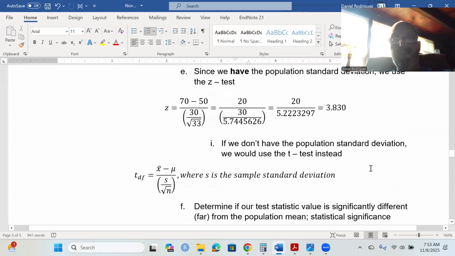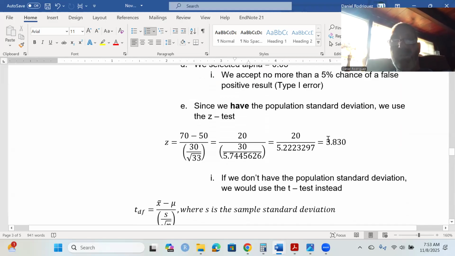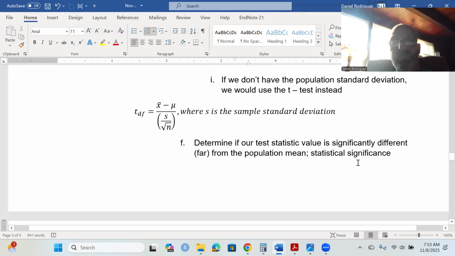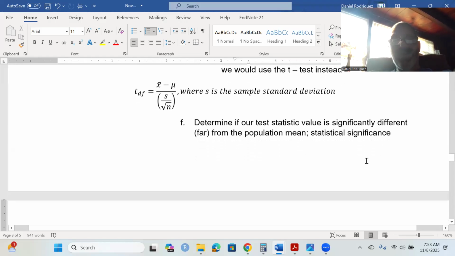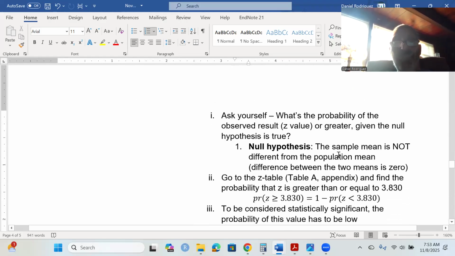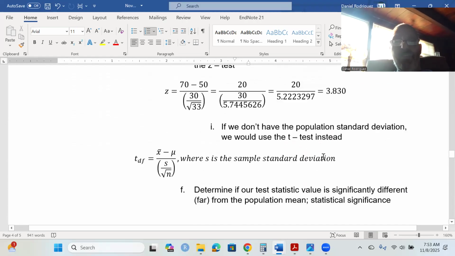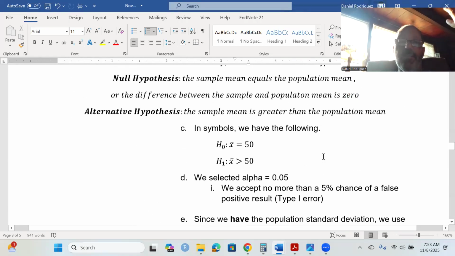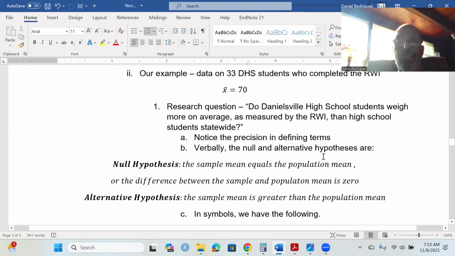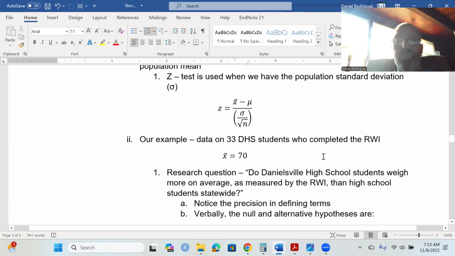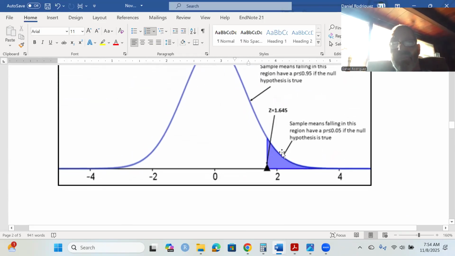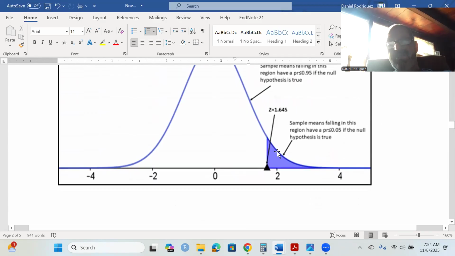So that's what is next. We do our calculation and we get 3.830. Determine if the test statistic value is different from the population mean. Okay, so we calculated. Once we have our alpha value, we need to know what our critical value is, right? Our critical value cuts off the distribution.